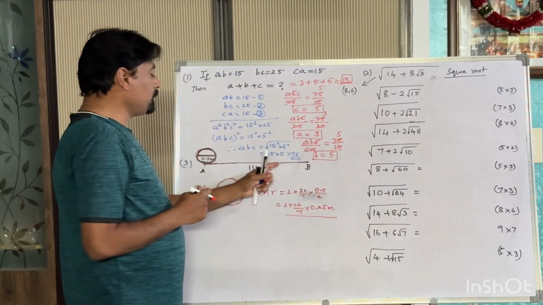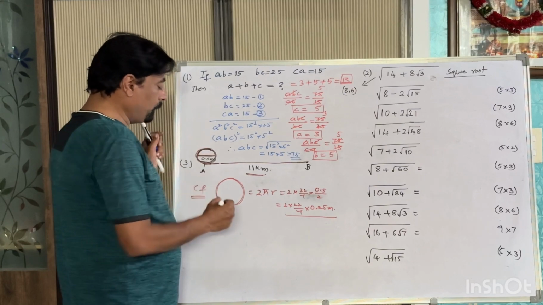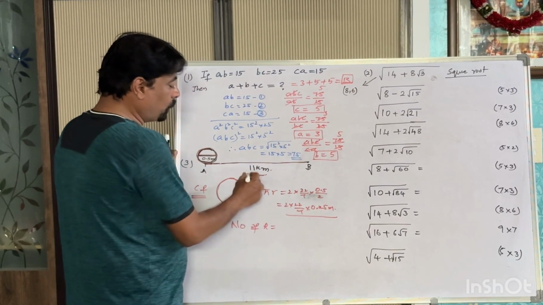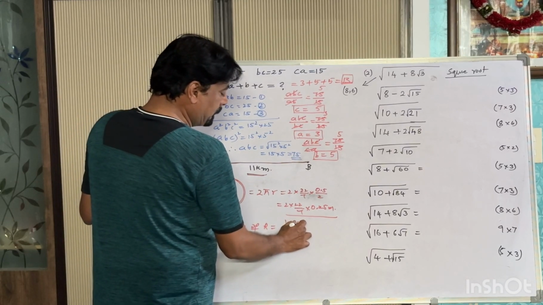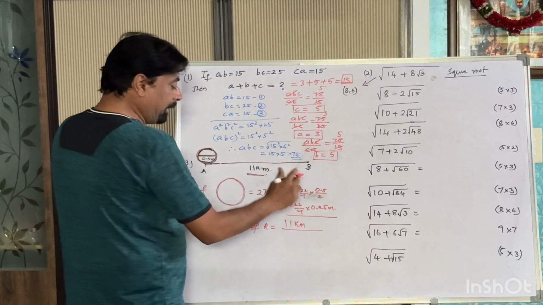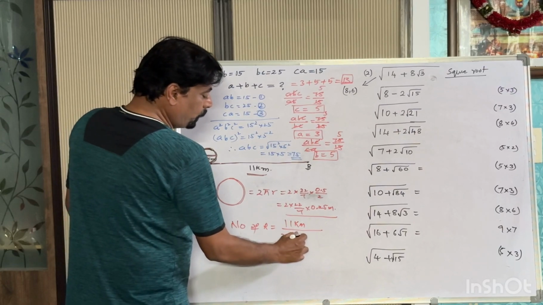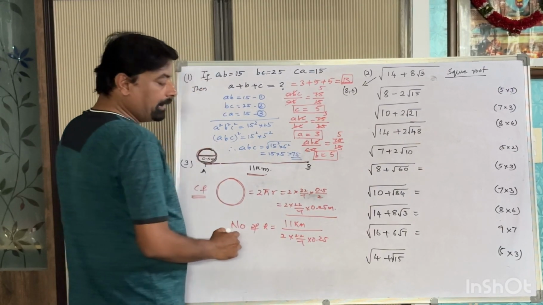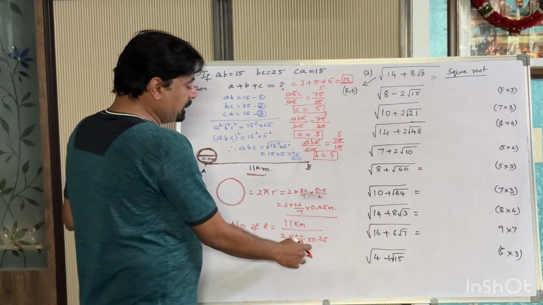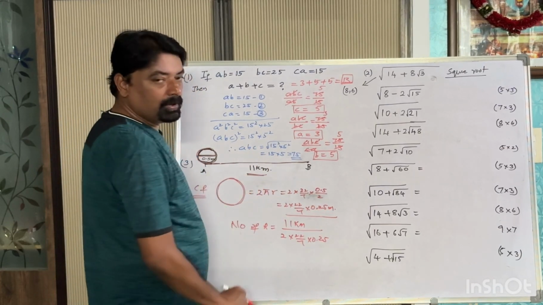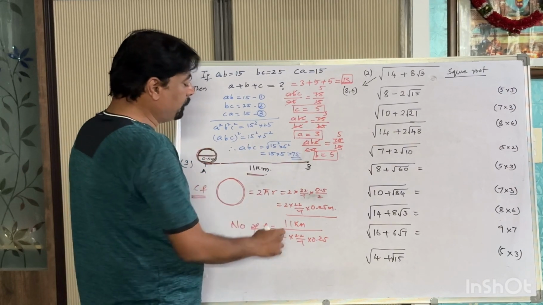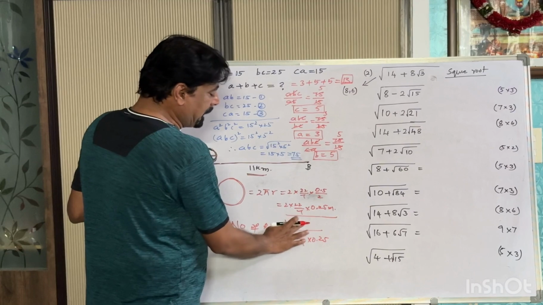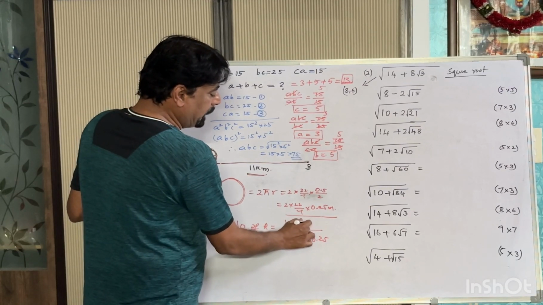But it wants to travel 11 kilometers. Therefore, the number of revolutions is equal to the total distance, 11 kilometers, divided by the distance traveled in one revolution, which is 2 into 22 by 7 into 0.25. But here this circumference is in meters, while the distance is in kilometers. First, you are required to convert both to the same units. So I will write 11 kilometers as 11 into 1000.